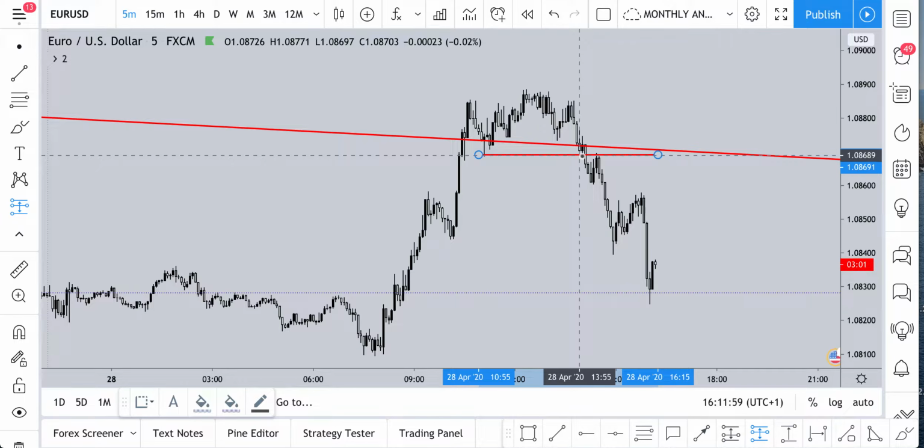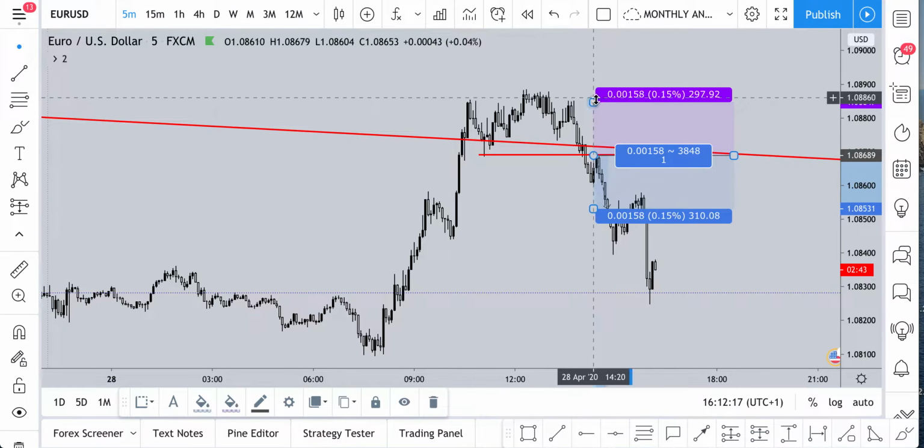You're then going to look for price on the 4-hourly to close below the trend line. That's point 2. And then you look for a break in market structure. That's point 3. So at this point, we close below. Then what we have is a break in market structure here, and it pulls back up into that break in market structure. That's going to be your entry.